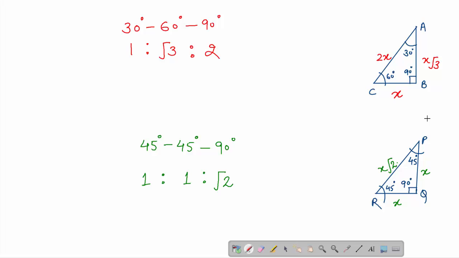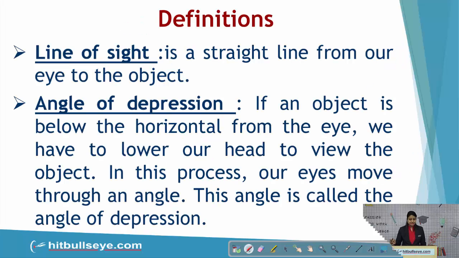So we need not apply sine theta, cos theta, etc., these T ratios to solve every example. Now let us move further. These are some definitions you must know. First of all, line of sight. This is a straight line from our eye to the object.